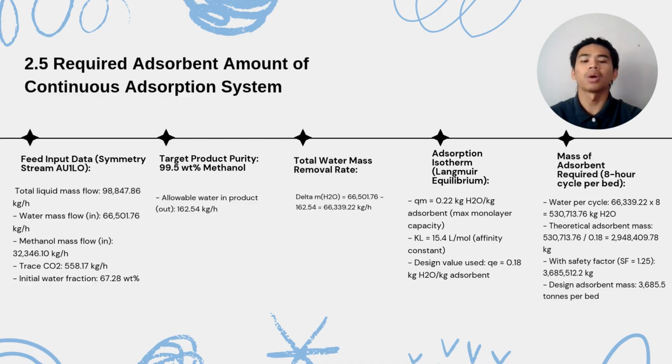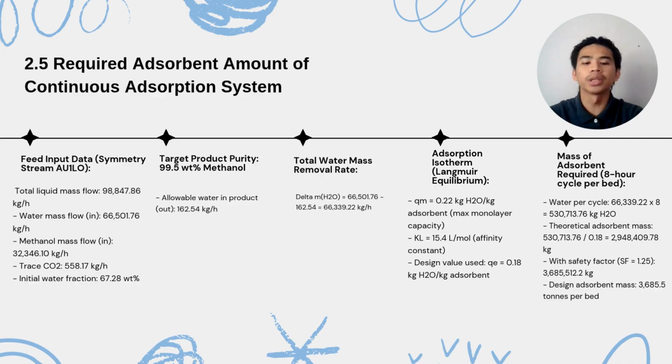To achieve our product purity target of 99.5 weight percent methanol, the allowable water at the outlet is capped at 162.54 kg per hour. Subtracting this from the feed gives a required water removal rate of 66,339.22 kg per hour.